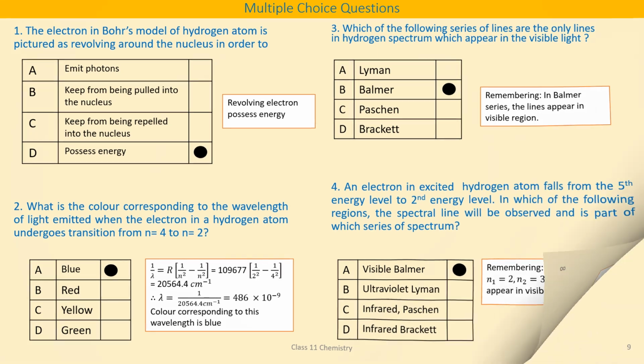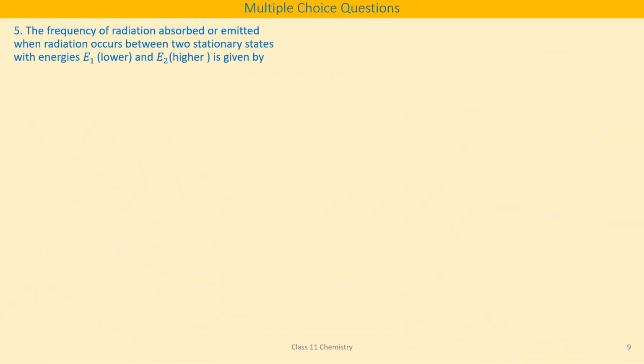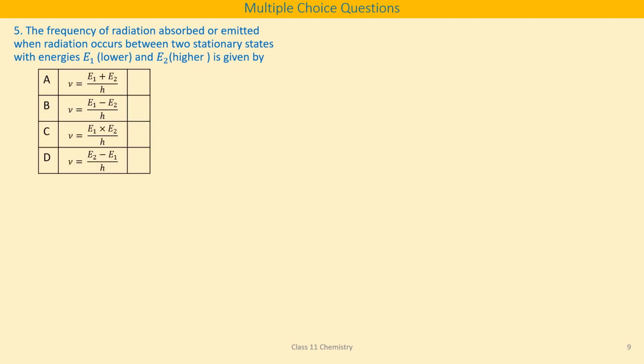Next question. The next question is on your screen. The frequency of radiation absorbed or emitted when a transition occurs between two stationary states with energies E1 and E2, where E1 is the lower energy level and E2 is the higher energy level, is given by... you have to identify the correct formula. Four options are given, appearing on your screen as option A, option B, option C and option D. Please read all the options and mark the correct answer.